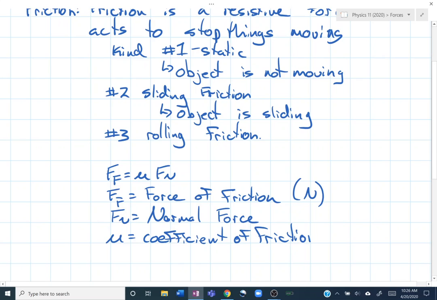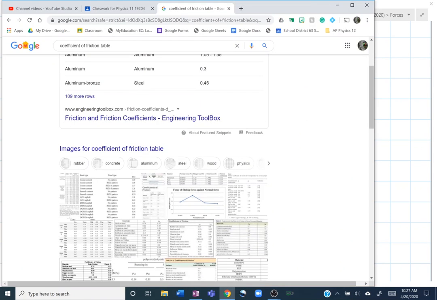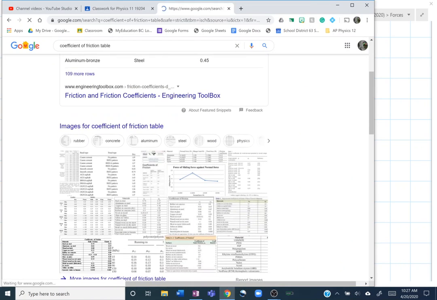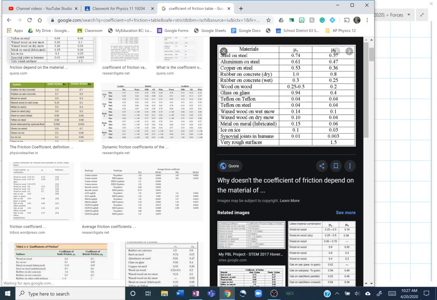It is different for a bunch of different surfaces, and you can look it up online. You can look up coefficient of friction tables, which I've started doing already. This looks like a pretty good one. Notice how there are two columns on this table. The first column is static friction, and the second is kinetic friction. Kinetic is the same as sliding. And notice how static for all of them is a little bit higher than the kinetic, or sliding, friction.